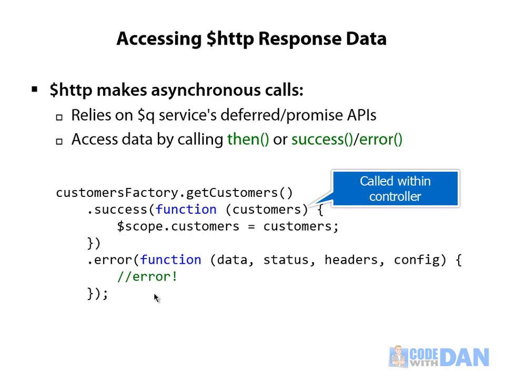Now, if there's an error, there's a variety of things we could do, including logging it to the debug console or maybe writing it out to the user interface. So let's go ahead and look at how we can use the $http object first off in a factory, and then how we can work with promises in a controller.